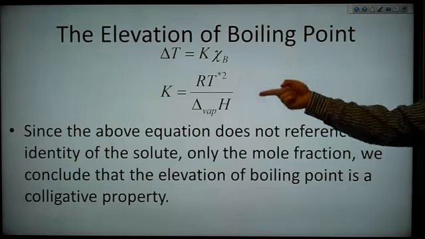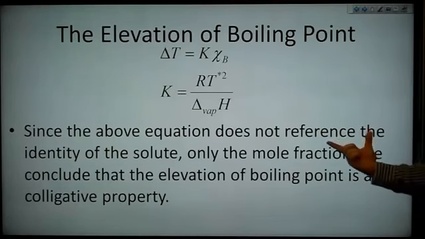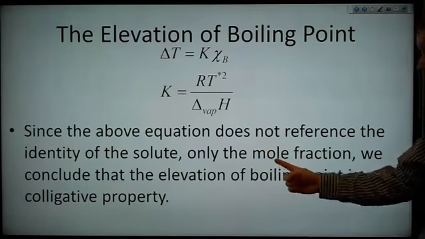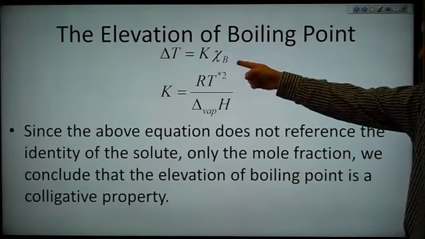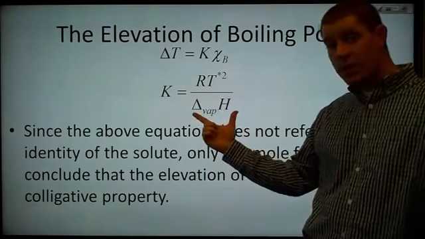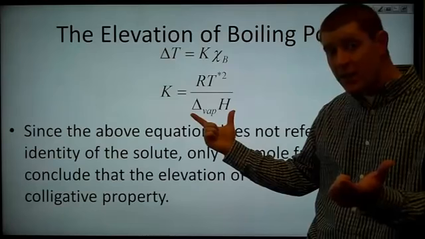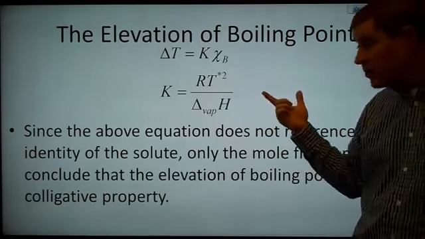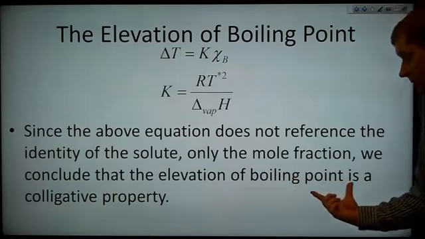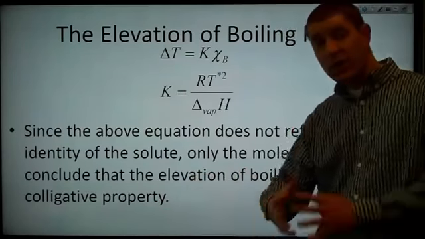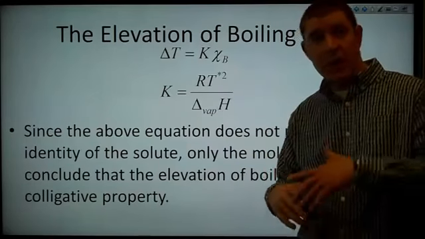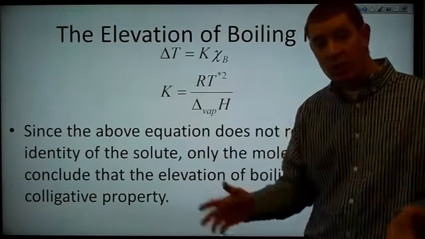So, note that this equation doesn't reference the identity of the solute. Right? All it references is the mole fraction of the solute, Chi B. Doesn't matter what Chi B is, and this enthalpy of vaporization is the enthalpy of vaporization of the solvent. There's nothing in here about the identity of the solute, so it doesn't matter what the solute is. So this means that the elevation of boiling point is a colligative property. Colligative property being something that only depends on how much stuff you have dissolved. It doesn't matter what that stuff is. Right? So just how many particles are dissolved.